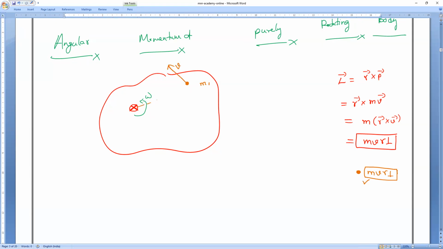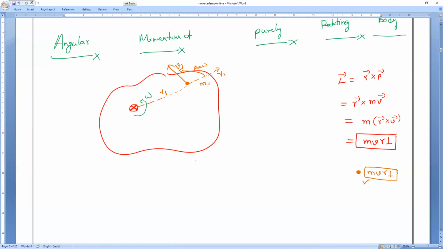Now I'll join from the pivoted point. Let me take this as v1, and this distance is r1. So now you tell me, what is the direction of angular momentum? Apply your right hand thumb rule and tell me, please. Upwards or inwards or outwards or downwards? Go with r cross v. Is it acting outwards or inwards? Anti-clockwise, guys. It is anti-clockwise. Check your hand and tell me.